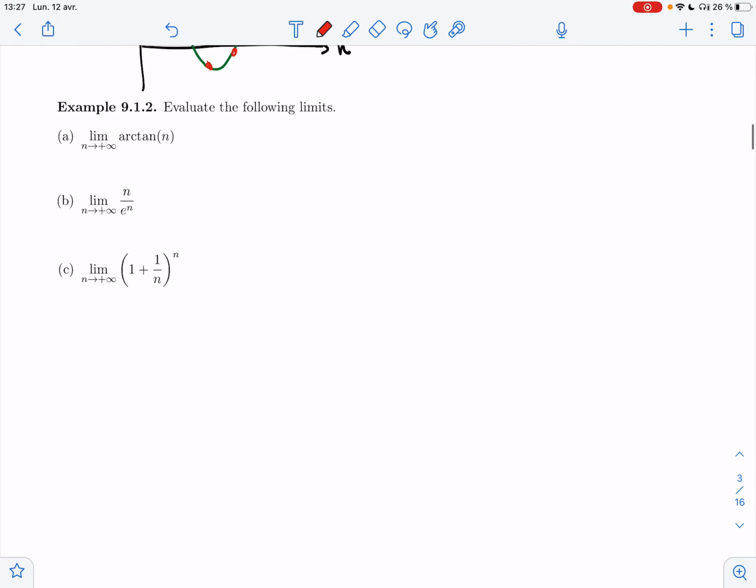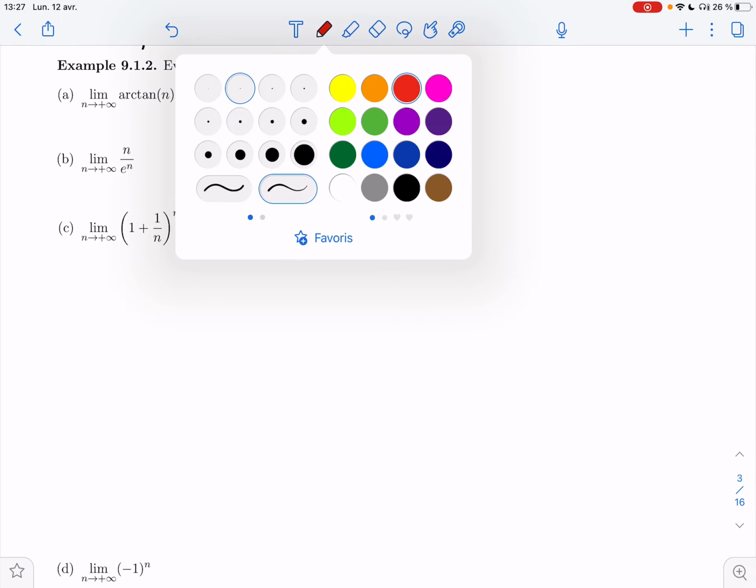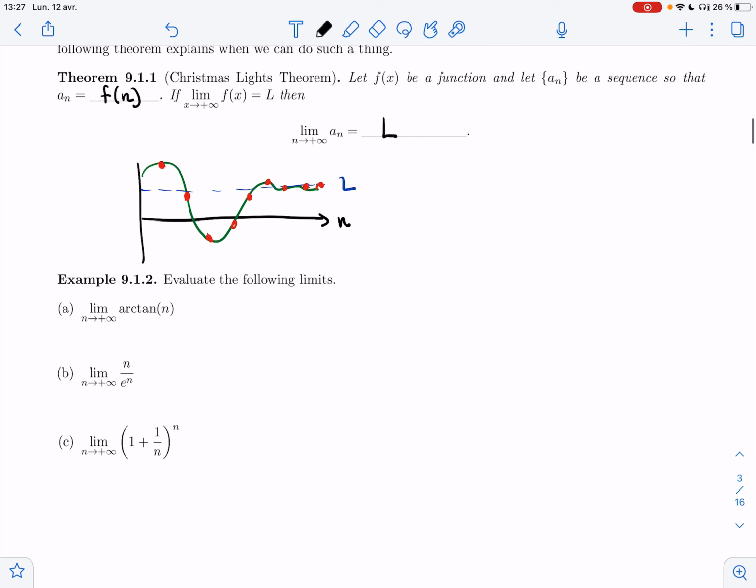All right, so let's try a few examples here. What if I have, actually let me leave that here, we might need it. The limit as n goes to positive infinity of arctan of n. We could replace that by arctan of x.